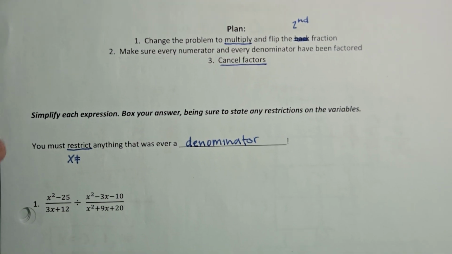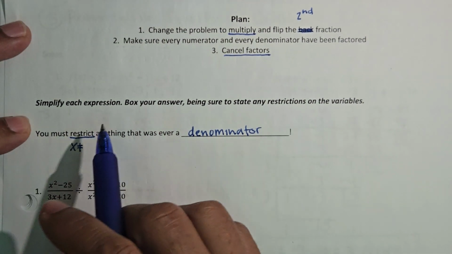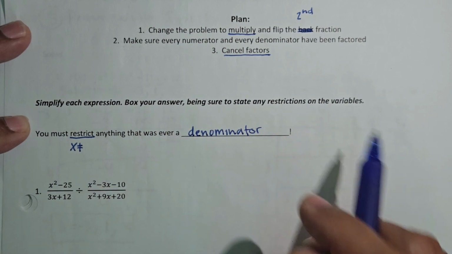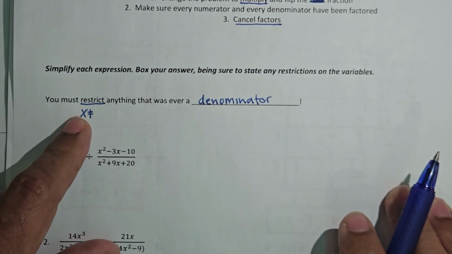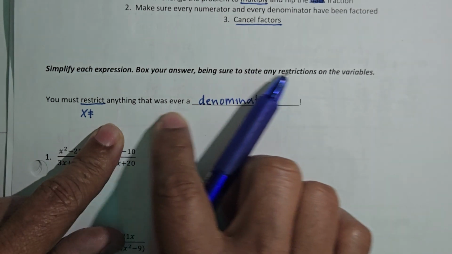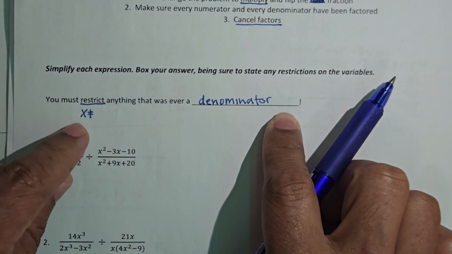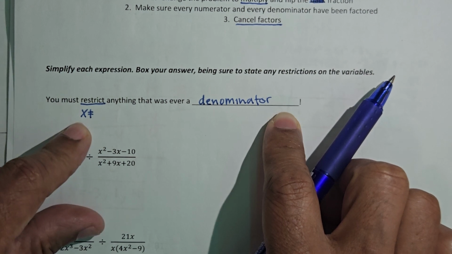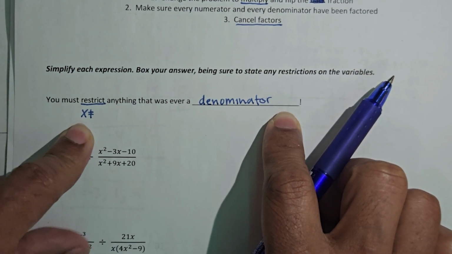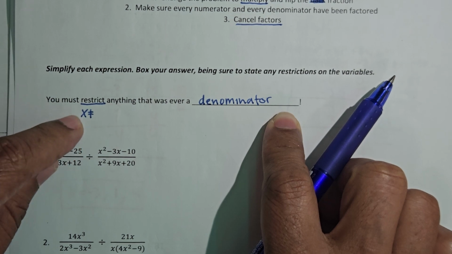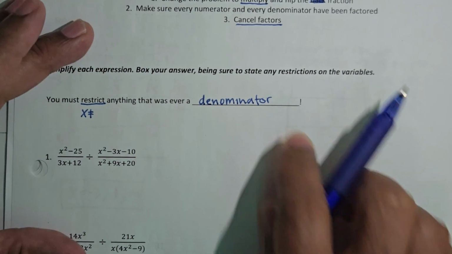So for the next two examples, simplify each expression, box your answer, being sure to state any restrictions on the variables. Don't forget, you must restrict anything that was ever in the denominator. That means you state the value or values of x that we cannot use because that will make the problem undefined. And don't forget, that means there are asymptotes at those values.